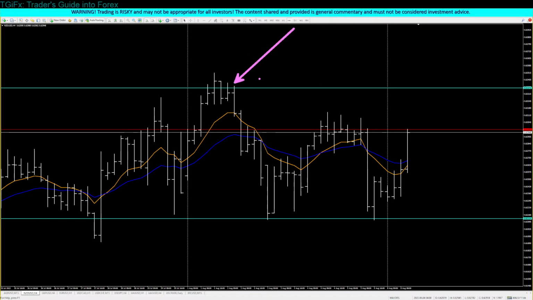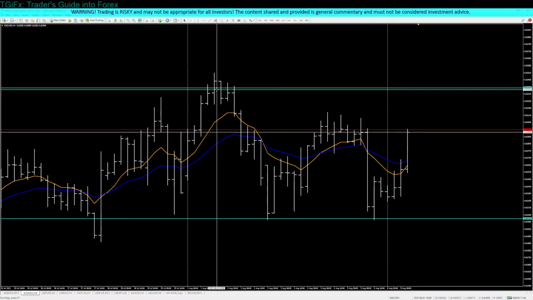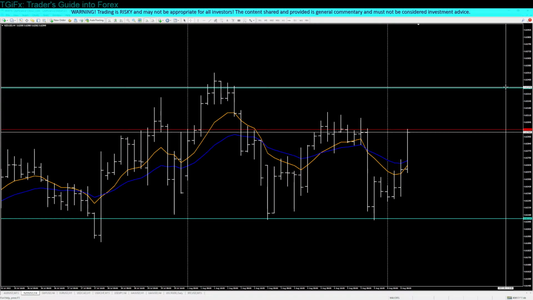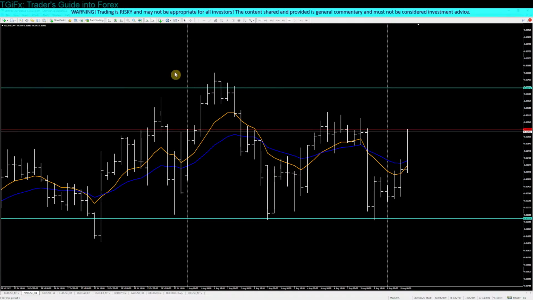Kung maalala nyo, una tayo nag-sell dito tapos na-stop out lang ako somewhere here. Tapos bumagsak ito. Pero anyway, yun na nga, things happen, no? Pero one thing is for sure, the initial analysis was successful, right? Sinalo naman ni market kasi we were selling from the ceiling, right?